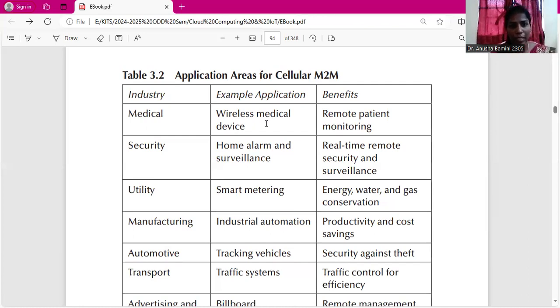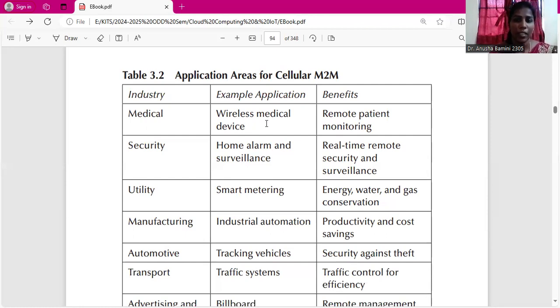Then, coming to the second industrial application, security: home alarm and banking alarm systems. This is mainly supported for real-time remote security as well as surveillance. The alarm system is used in your house, in the banking sector, or as a CCTV camera. Everything comes under industrial security.